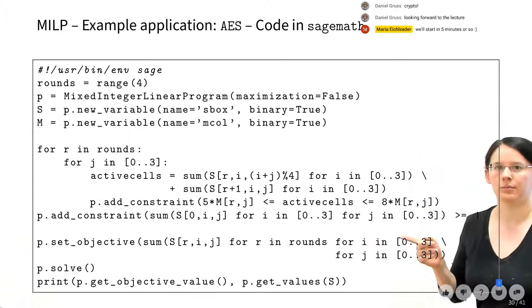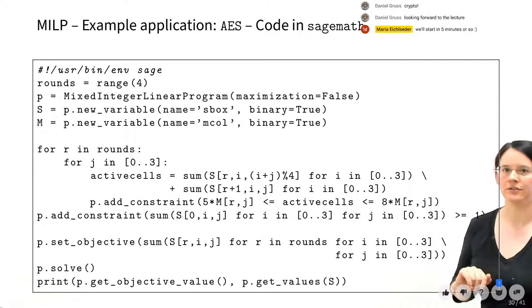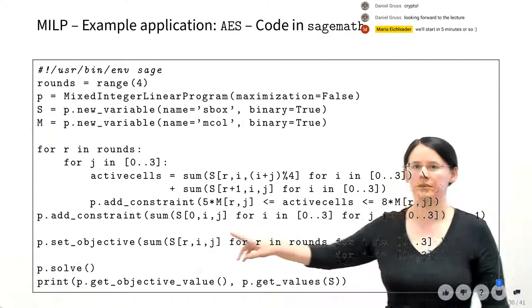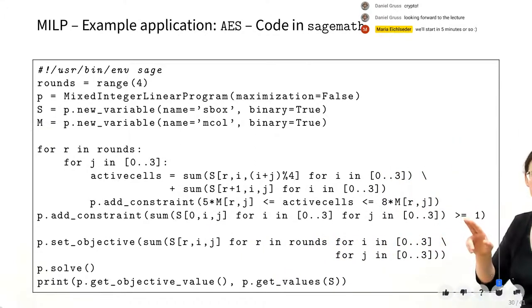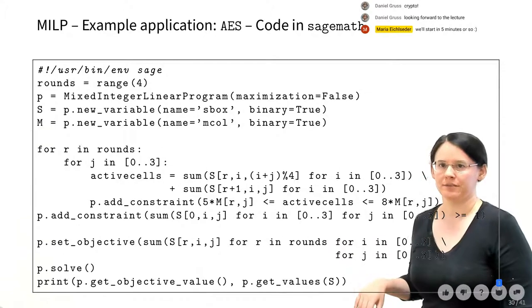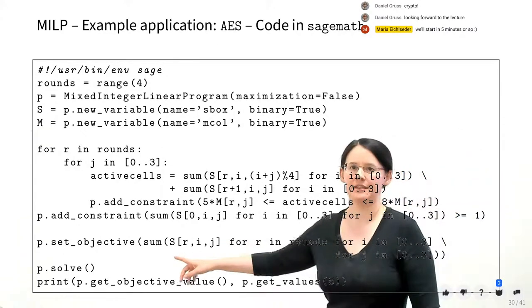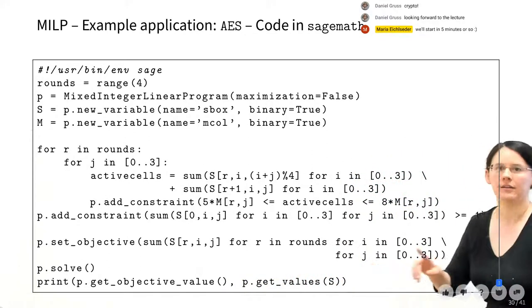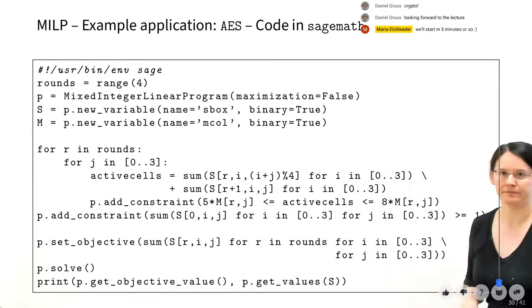Then we add the one non-triviality constraint. So we add a constraint that the sum of the S-boxes in the first round is at least 1. And at the bottom here, we now have the objective function. So what we want to minimize is the sum of all S-box activities in all rounds, in all rows, in all columns.